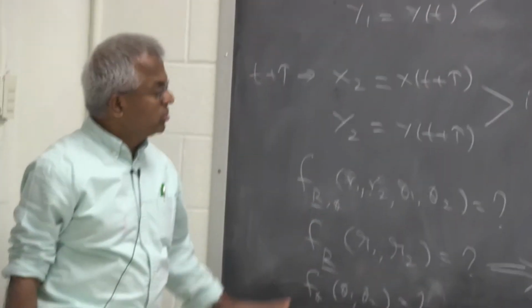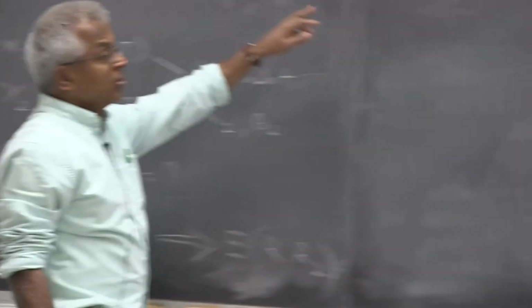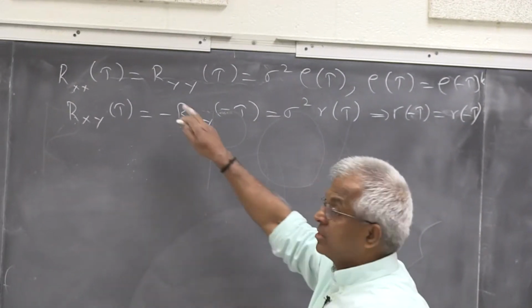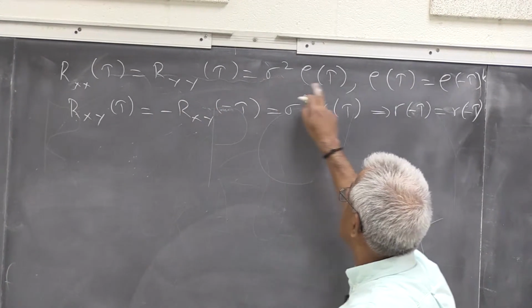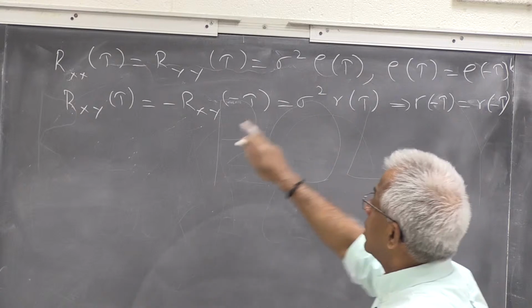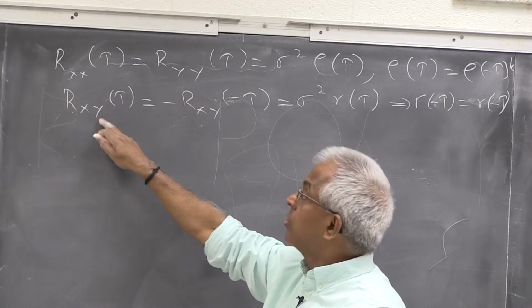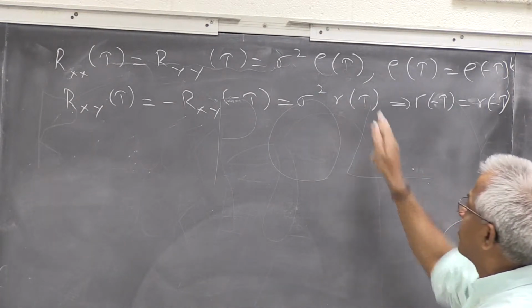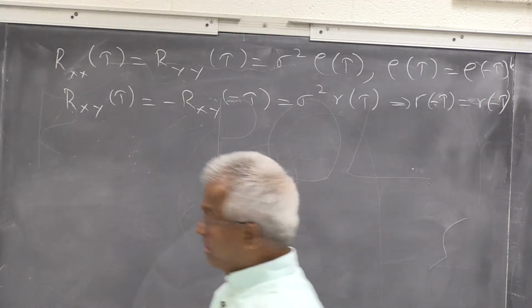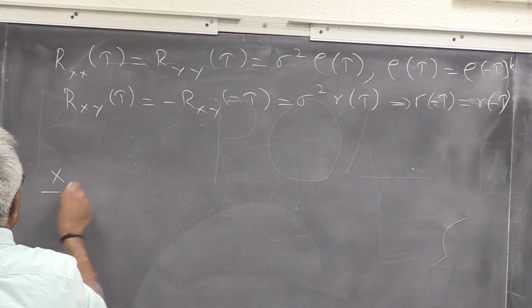So to find this joint density function, once again, look at the autocorrelation functions Rxx and Ryy, which are sigma squared rho of tau, and Rxy, the cross correlation function, which is in terms of gamma of tau. I'm going to quickly sketch the results. So I start with this vector.